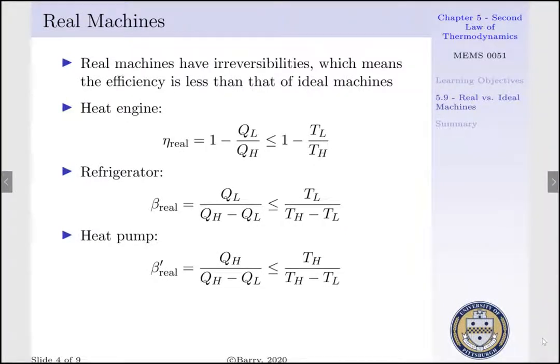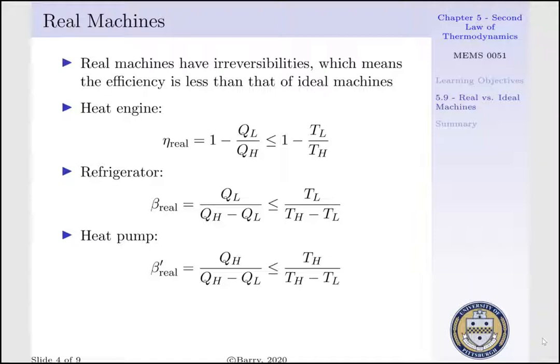Real machines have irreversibilities, which mean their efficiencies will be less than that of an ideal machine. For instance, the efficiency of a real heat engine is 1 minus the quantity QL per QH, and this has to be less than or equal to 1 minus TL per TH. The coefficient of performance of a real refrigerator is QL per the quantity QH minus QL, and this has to be less than or equal to TL per the quantity TH minus TL. And the coefficient of performance of a real heat pump is QH per the quantity QH minus QL, which has to be less than or equal to TH per the quantity TH minus TL.